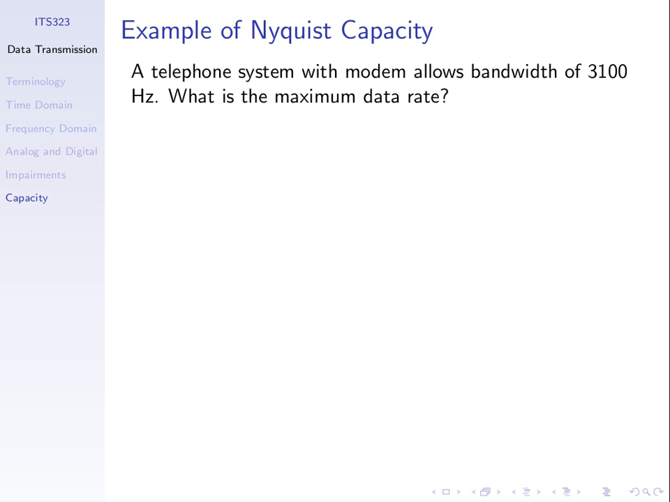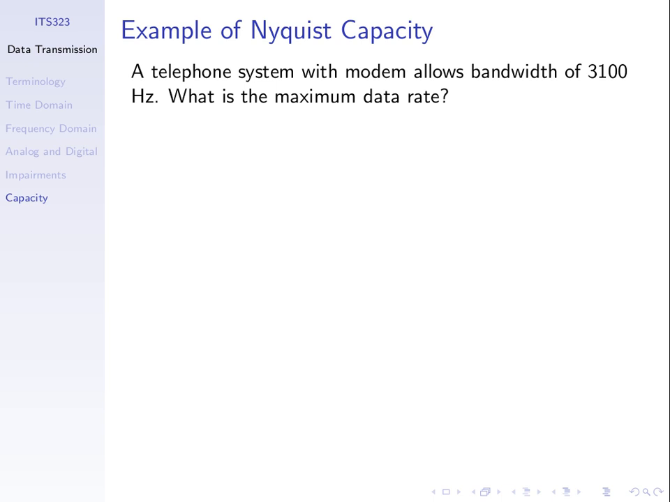A telephone system, your home fixed landline telephone, transmits signals with a bandwidth of approximately 3,100 hertz. How fast can we send data across the telephone network? Well, it depends. If we want to apply Nyquist capacity, it depends upon the number of levels we transmit at.